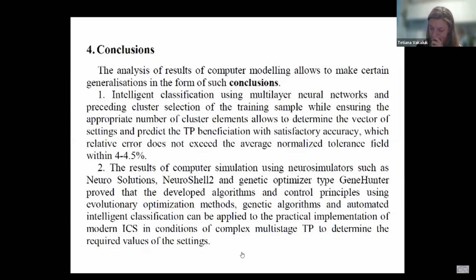2. The results of computer simulation using neurosimulators such as NeuroSolutions, NeuroShell2 and Genetic Optimizer Type Gene Hunter proved that the developed algorithms and control principles using evolutionary optimization methods, genetic algorithms and automated intelligent classification can be applied to the practical implementation of modern ICS in conditions of complex multi-stage TP to determine the required values of the setting.